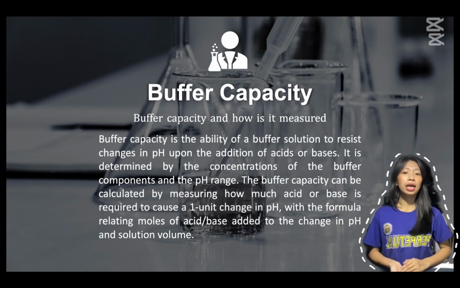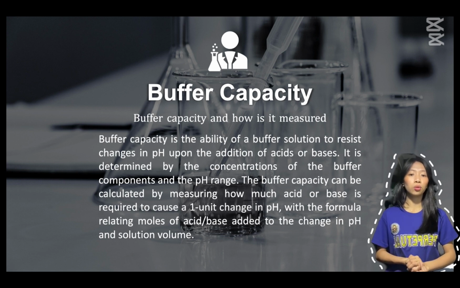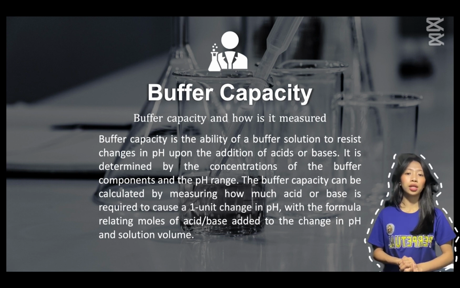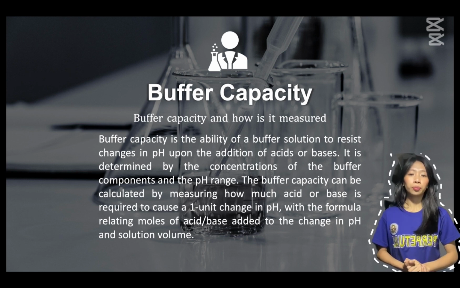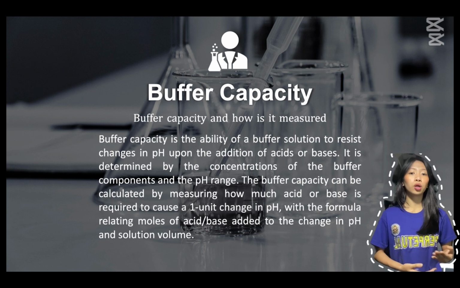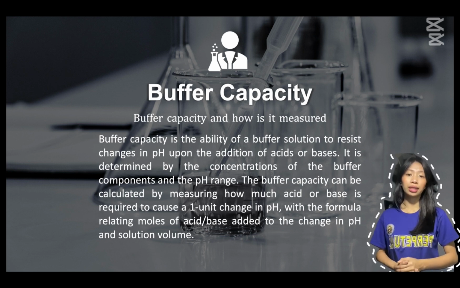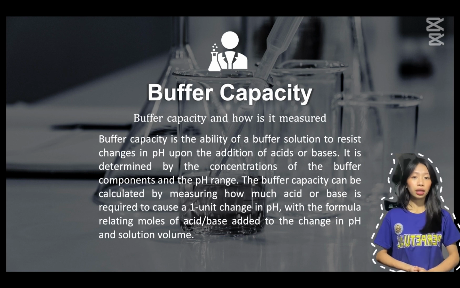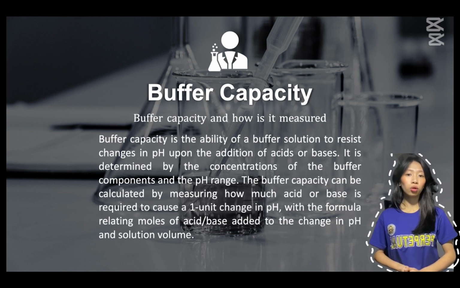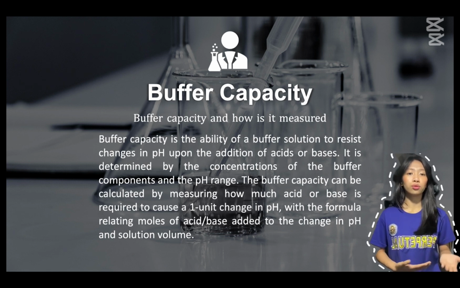Buffer capacity and how is it measured? Buffer capacity is the ability of a buffer solution to resist changes in pH upon the addition of acids or bases. It is determined by the concentrations of the buffer components and the pH range. The buffer capacity can be calculated by measuring how much acid or base is required to cause a 1 unit change in pH, with a formula relating moles of acid or base added to the change in pH and solution volume.